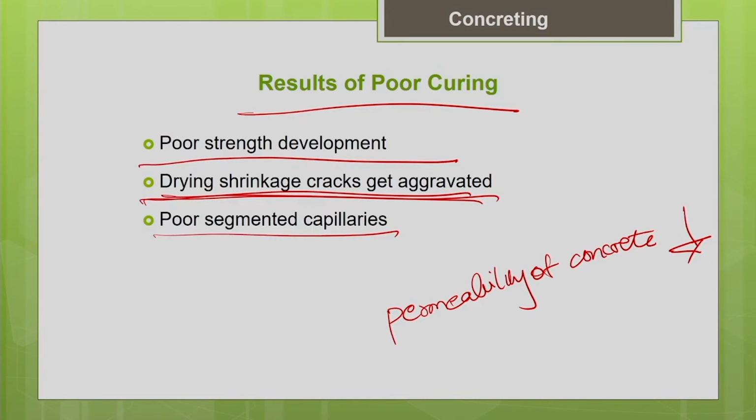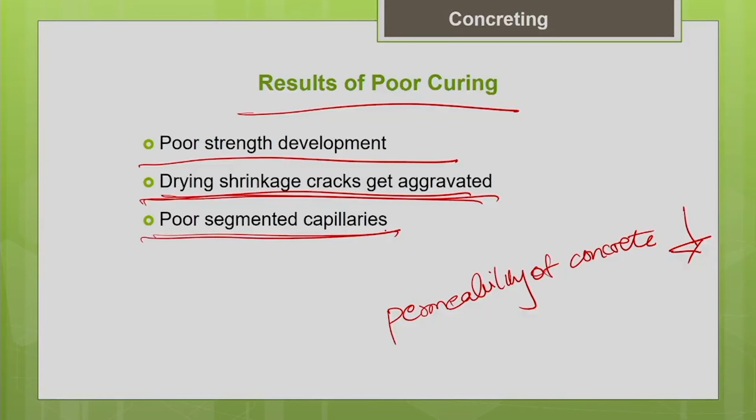But if you do not do proper curing, what happens? Most of your capillary pores are not filled with the hydration products. So, it results in poorly segmented capillaries, which increases the permeability of your concrete, and which affects the durability of the concrete in turn. So, the results of poor curing are poor strength, poor durability, and even the dimensional stability of the concrete is affected. It results in shrinkage cracks also.